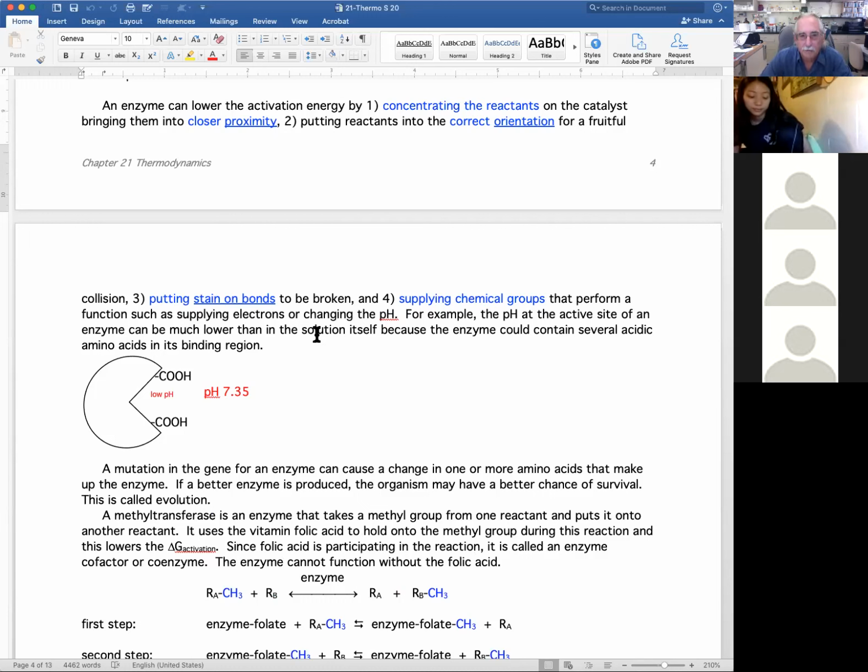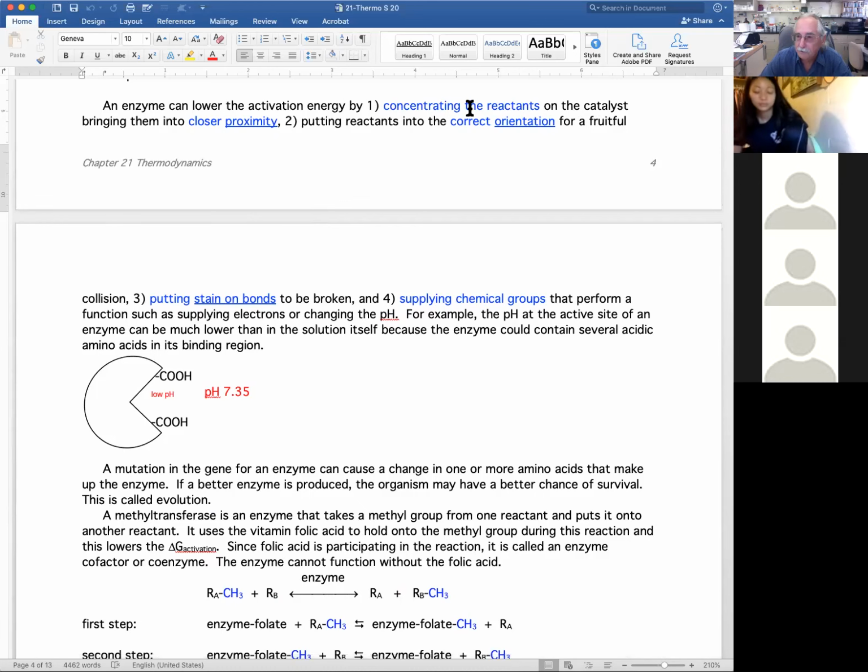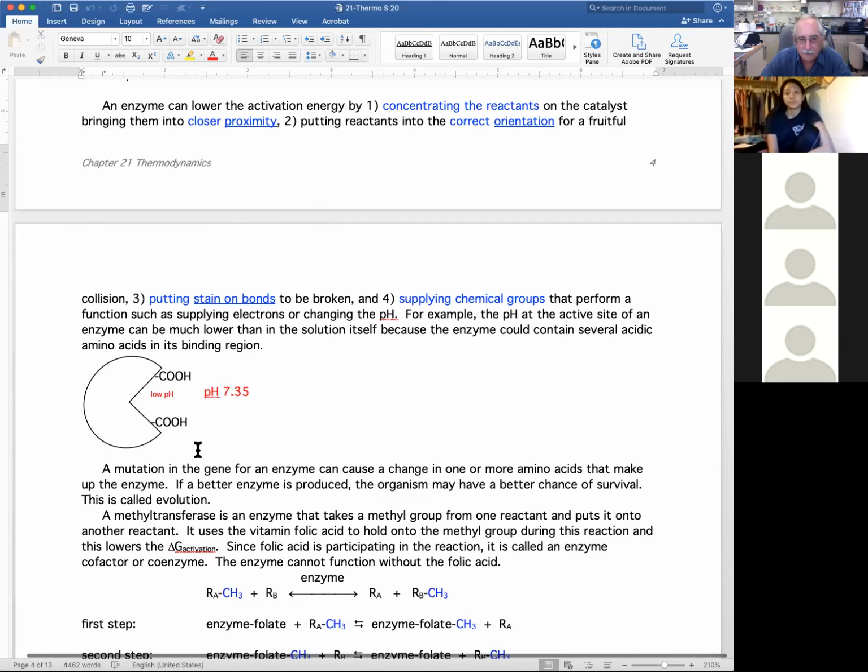So what does the enzyme do? Well, it concentrates the reactants on the catalyst. So what does that mean? Here's the active site of the catalyst, the active site of the enzyme. After billions of years of evolution, the design of this protein is such that it forms a strong attraction between itself and the reactants. And when I say attractive forces, I'm talking London's, dipolar, hydrogen bonds, and ion to dipole.